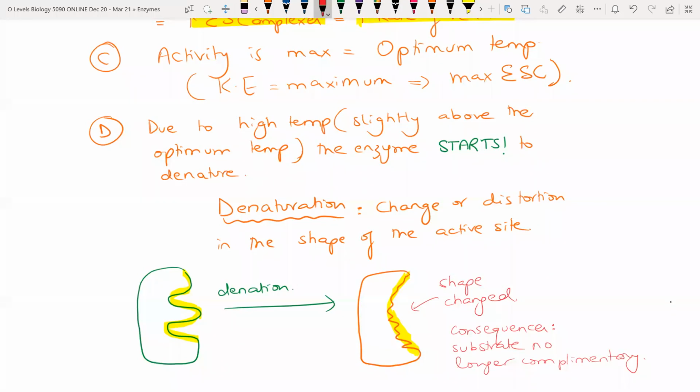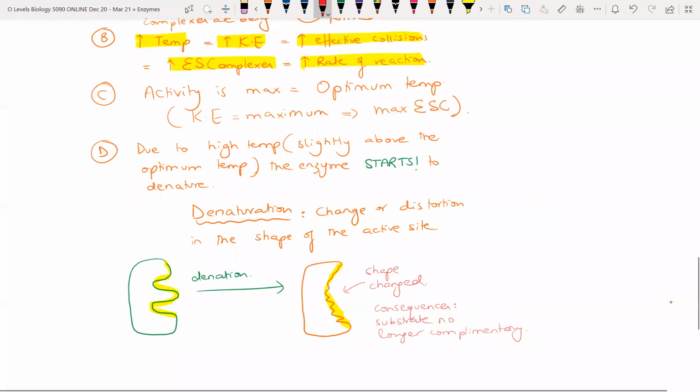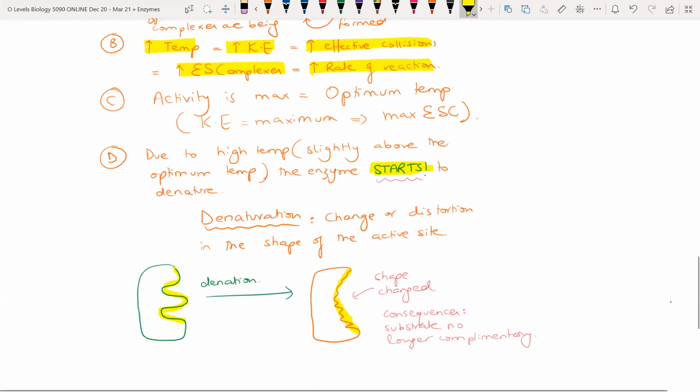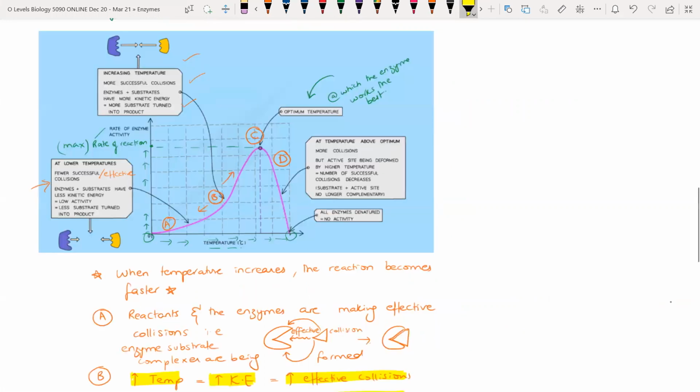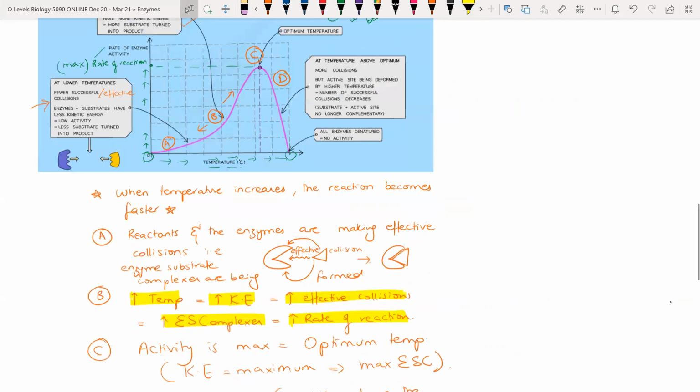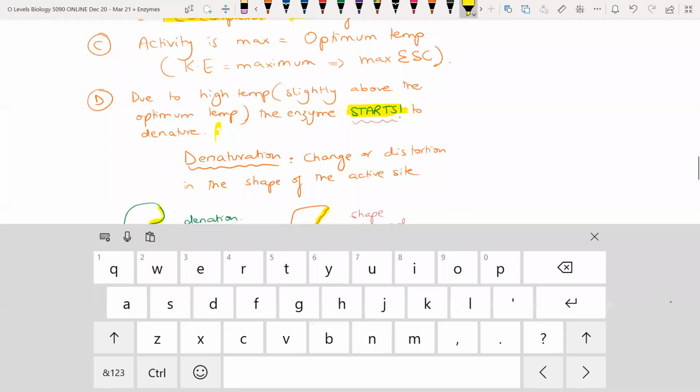Anyhow, at point D I have told you that it starts to denature. Again, I want to highlight this. Start of denaturation means that the reaction will not stop instantaneously. It will take time. Therefore, you can see that the graph at D has started to move down. It has not instantly gone down to zero. So due to high temperature, the enzyme starts to denature, which means fewer enzyme substrate complexes, therefore less rate of reaction.